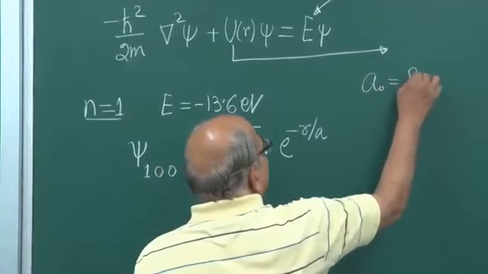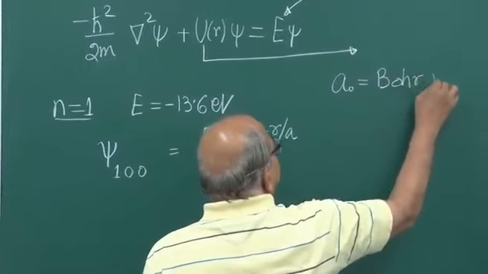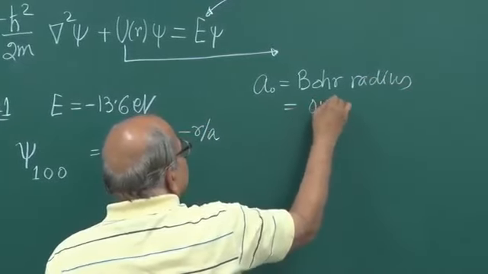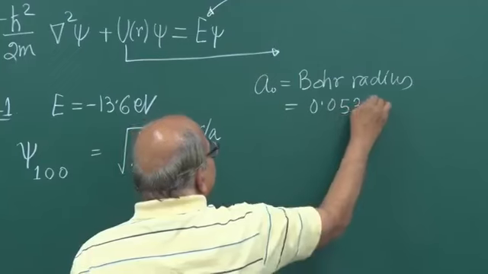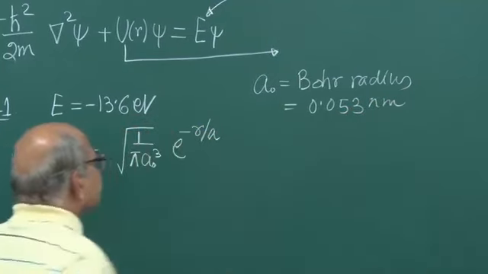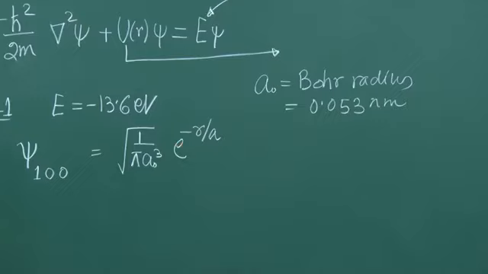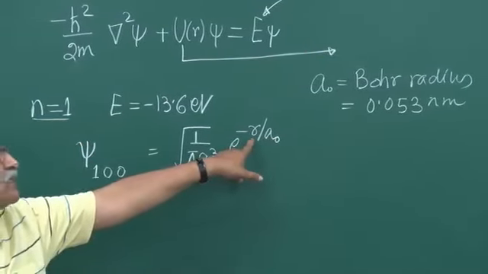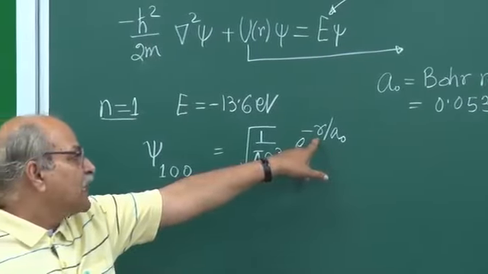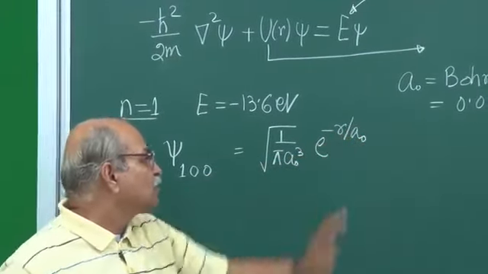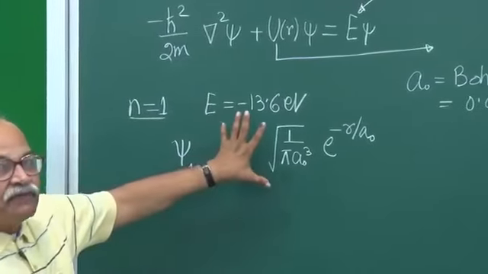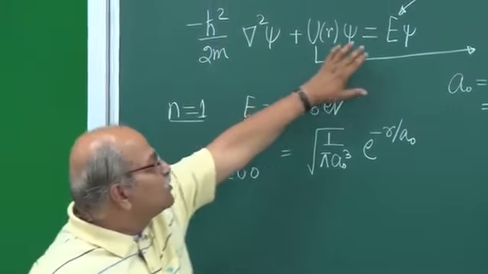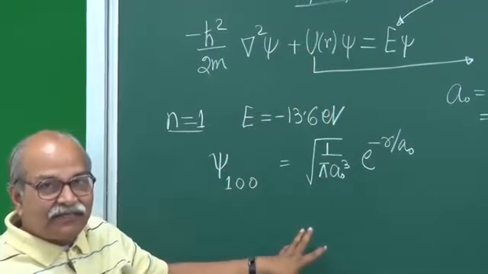A naught is that Bohr radius, which is 0.053 nanometers. And r is the distance of the electron from the proton, and this a naught is the same as this a naught, the Bohr radius. So this is the function. This psi you have to put here, and this energy you have to put here, and the equation is satisfied.